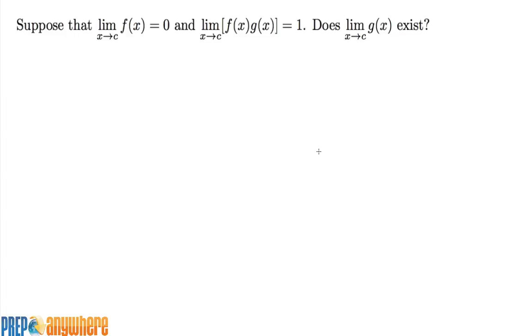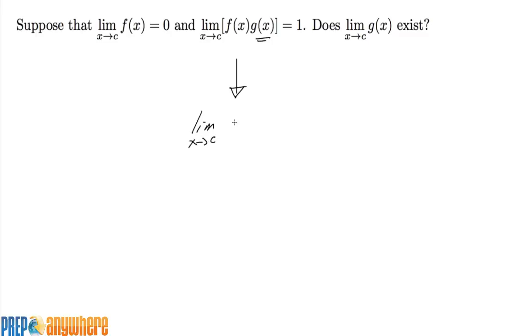Suppose that the function f(x) approaches 0 as x approaches c, and the limit of f(x) times g(x) as x approaches c is equal to 1. Can the limit of g(x) exist? Let me remind you that by limit laws, this means the same thing as this.